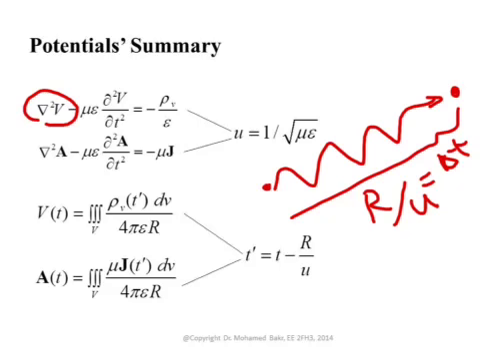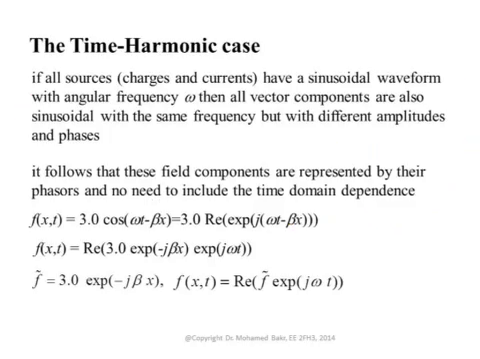These are called retarded potentials. And of course, once you know V, once you know A, you can obtain the electric field everywhere in the space. The second part of this lecture is how we solve for the time harmonic case.